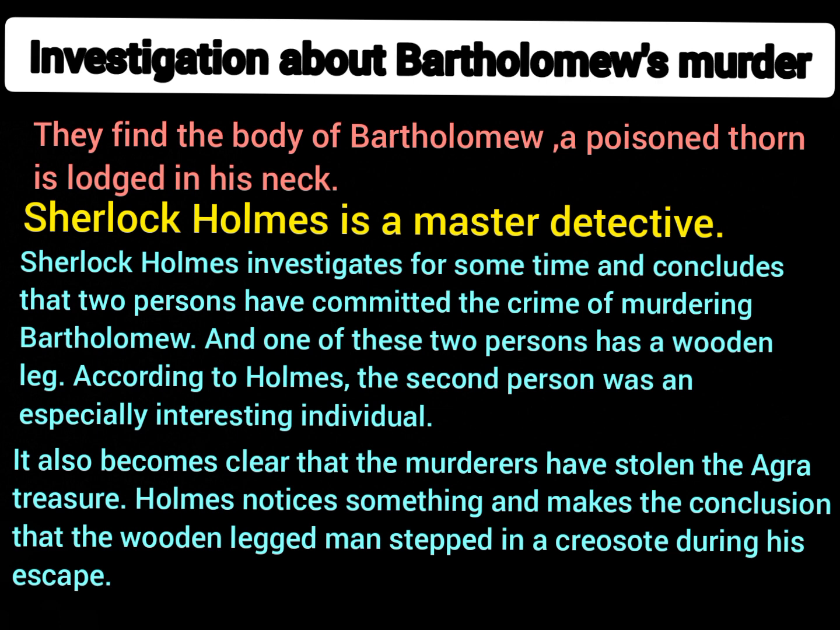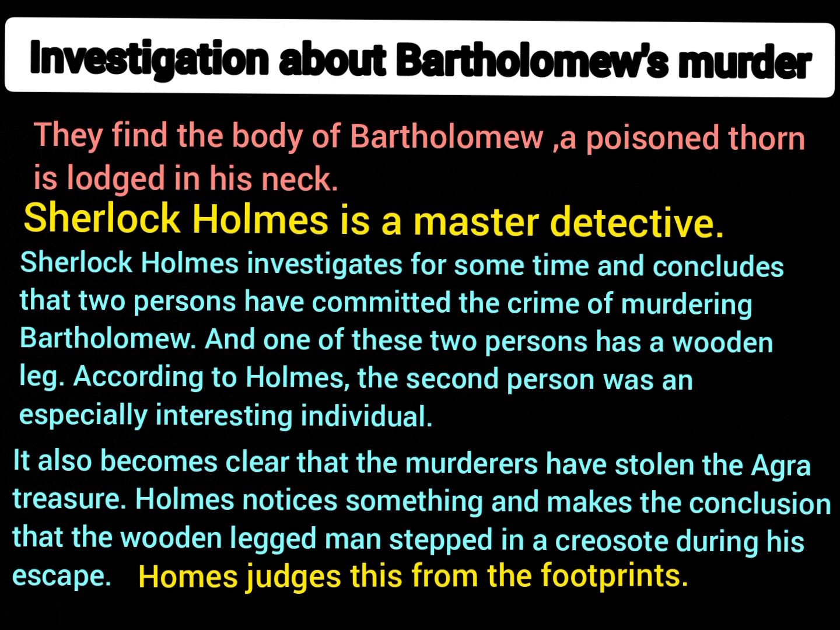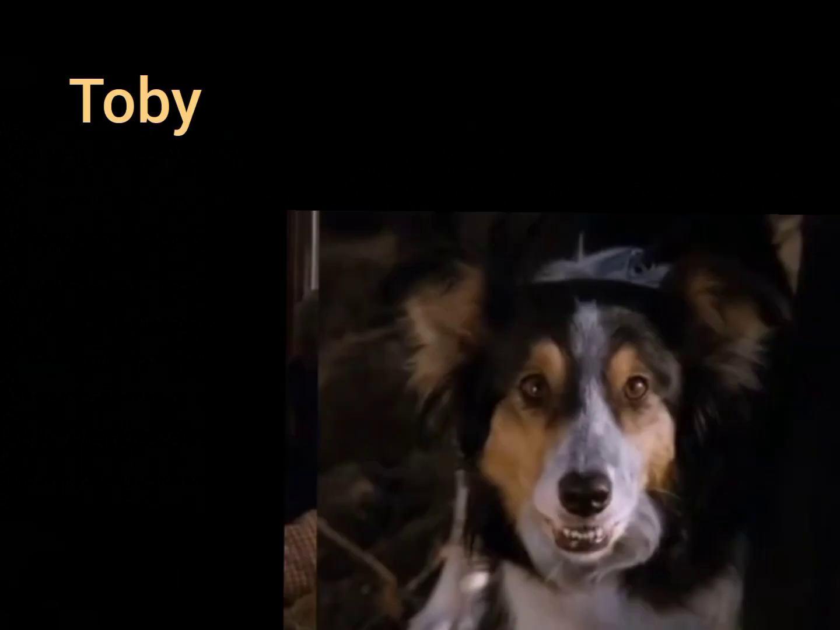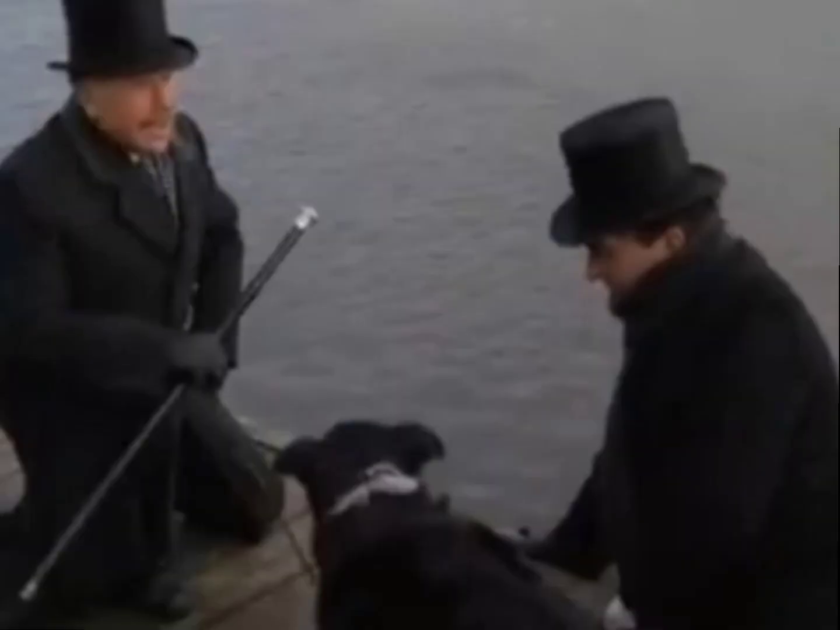Holmes notices something and makes the conclusion that the wooden-legged man stepped in creosote during his escape. Creosote means a thick brown liquid used for protecting wood. How does Holmes judge this? From the footprints. Sherlock Holmes follows the lead, means footprints. He thinks that the dog can find the criminal by following the scent of the creosote. So, Sherlock Holmes borrows the dog Toby. Toby follows the scent of the creosote.